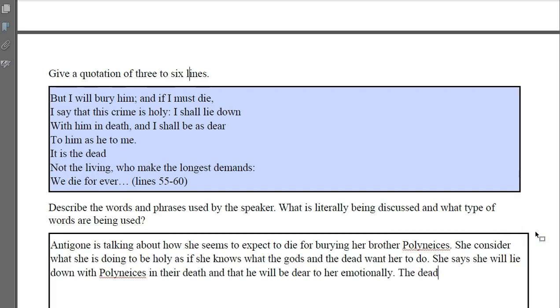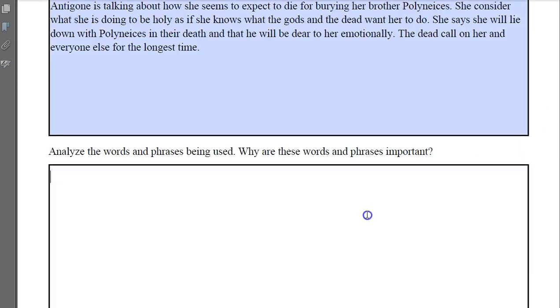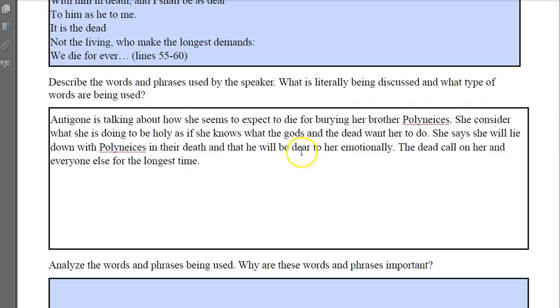The dead call on her and everyone else for the longest time. All I've done is put it in straightforward language. But now I've got to put the first two steps in here. So that's what she's literally talking about.